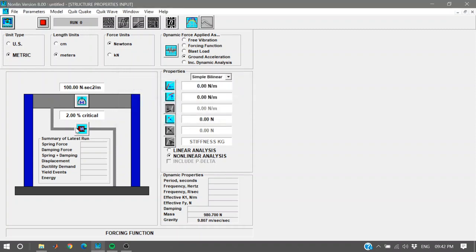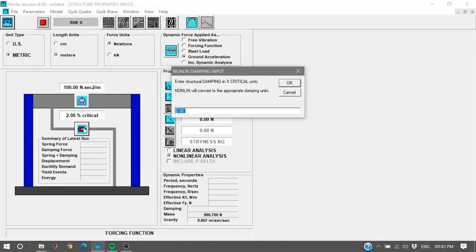Now for damping, again there are two options. If I go to parameters, input damping as, there are two options. Either I can input my damping in terms of percentage damping, that is 2%, 5%, 10% and so on, or if I have the direct value of that constant C, I can select this damping constant and I can put the values in terms of C directly. So for the time being, let us select percentage critical, that is percentage damping.